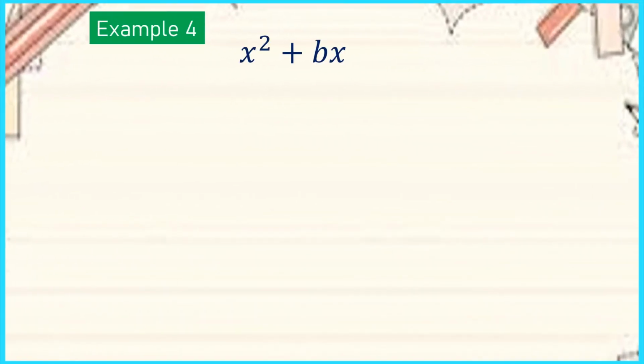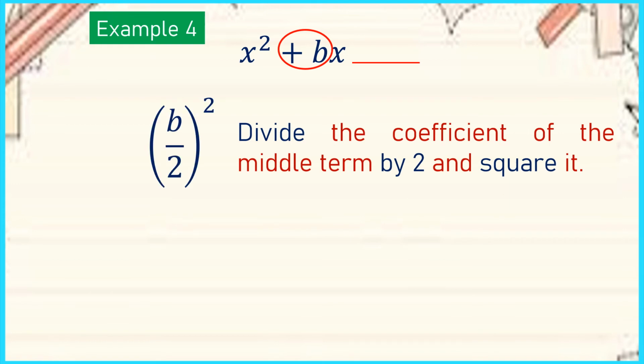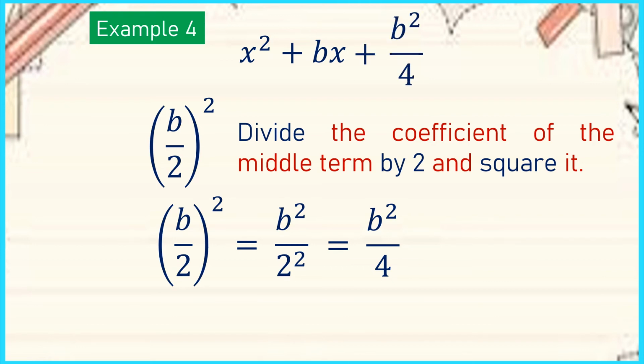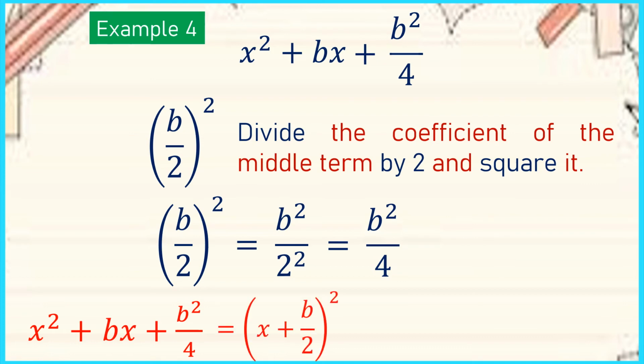Now, let us have example number 4, x squared plus bx. In here, we have a coefficient which is a variable in the middle term. So the same procedure, we are going to divide it by 2 and square it. So (b over 2) squared is equal to b squared over 2 squared, which is equal to b squared over 4. So we have the constant term or the last term plus b squared over 4. So we have the perfect square trinomial x squared plus bx plus b squared over 4, which can be written as (x plus b over 2) squared.